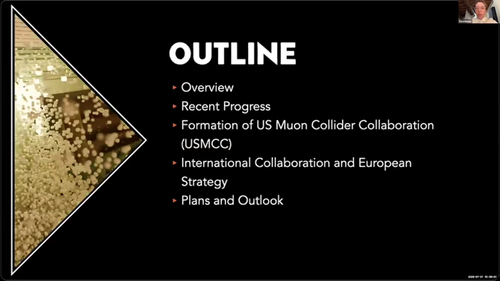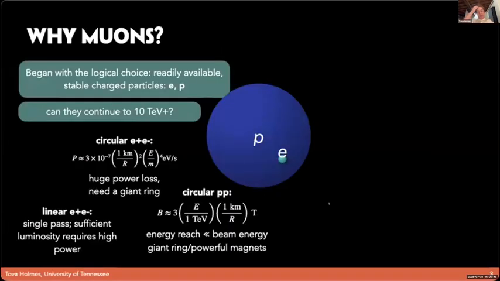All right, so let me begin by talking about why muons. Muons are not the particle you would start with when you try to make an accelerator. I think that's very clear. What you would start with are the much more logical choices of readily available stable charged particles like electrons and protons. And when you start to question whether those are the best particles for your project is when you start really pushing the bounds of the energy that you're trying to reach. So the question is, can they reach the 10 TeV scale and beyond?